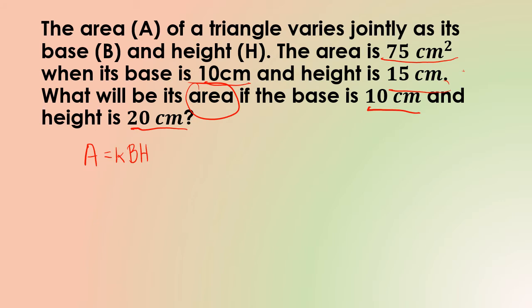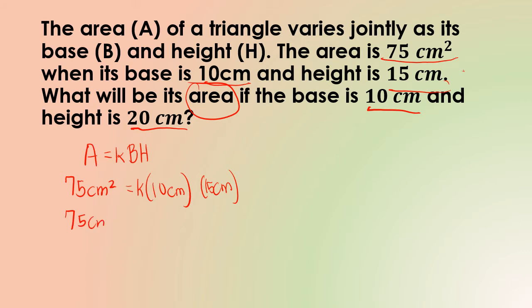Ano yung hanapin natin? Letter K. So, the area is 75 cm squared. Hindi ko na tinanggal yung unit para mas maintindihan nyo. Constant yung hahanapin. What is the base? When 75 cm, the base is 10 centimeter. And its height is 15 centimeter. Okay. So, ang hanapin natin is K.